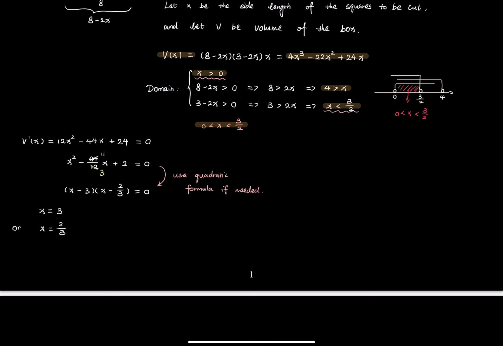So we don't want this, because it's not in my domain, which is from 0 to 3 over 2. That means my critical point is only this. So let me highlight it again. Those are the key points. This is my critical point. Maybe I'll write it down as well in case you don't catch what I said.